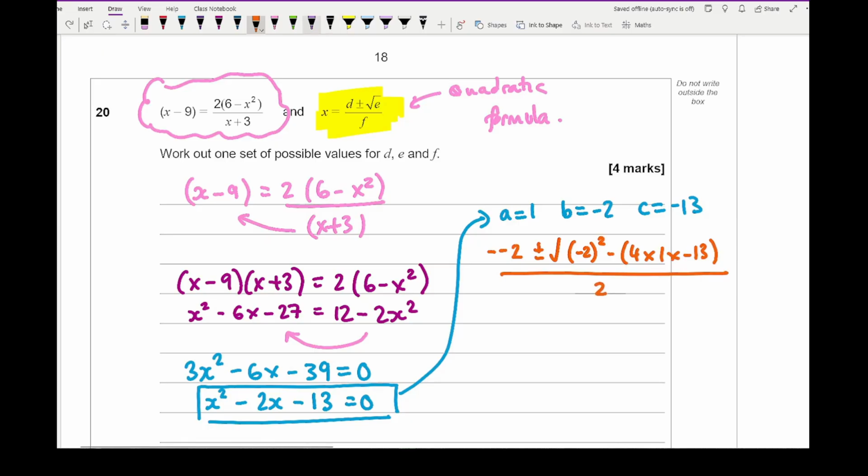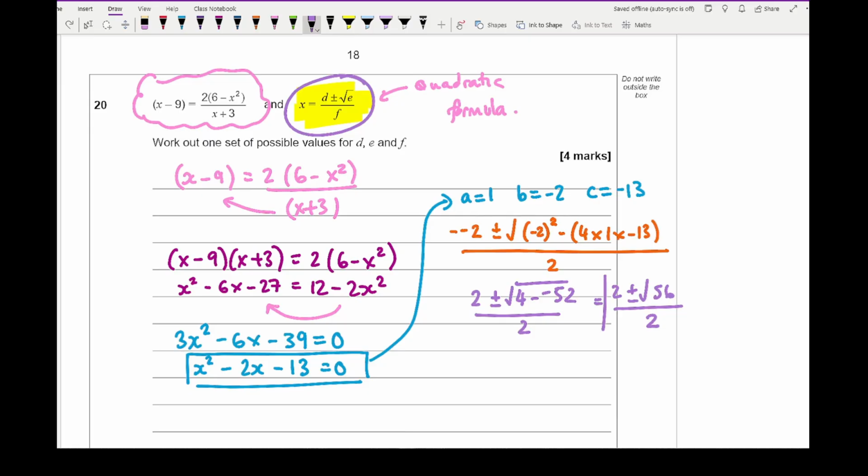Then simplifying this, two minuses become a plus, so that's going to be 2 plus or minus, minus 2 squared is 4. 4 times 1 times minus 13 is going to give me minus 52, so that's minus minus 52, over 2, which equals 2 plus or minus, and that's going to give me 56 over 2. And now that we've got it in the format that they wanted, we can state that D equals 2, E equals 56, and F equals 2 as a possible solution.